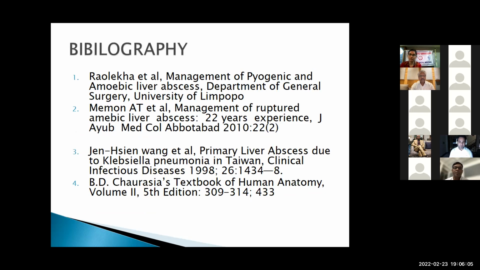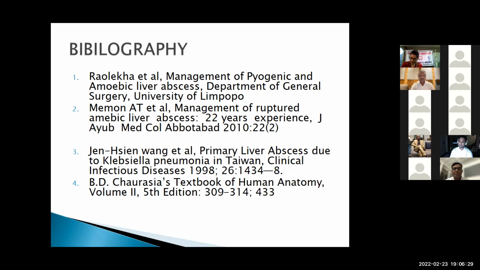Thank you, sir. You had some laparotomies in your series, is it? Yes, sir. What were the main indications for those laparotomies? So the indications for laparotomy in cases of ruptured liver abscess are either features of peritonitis, or features of rupture into the pericardium, which leads to pericardial tamponade.